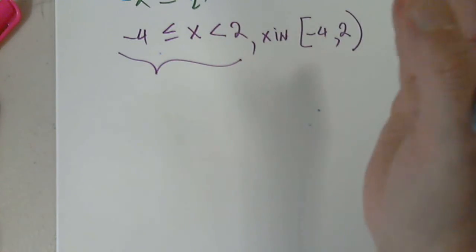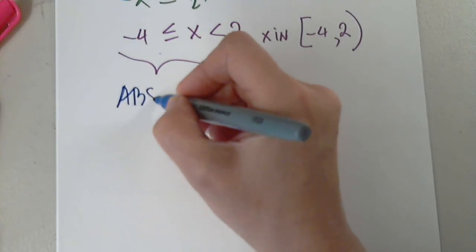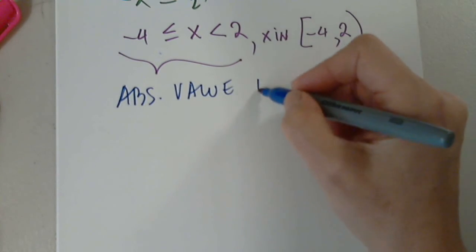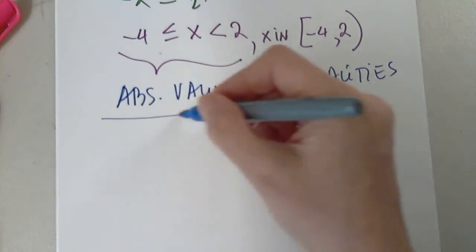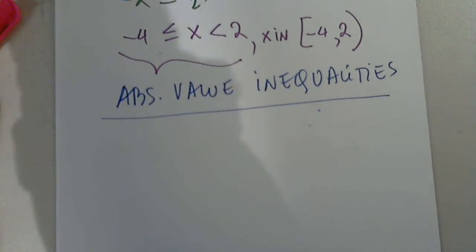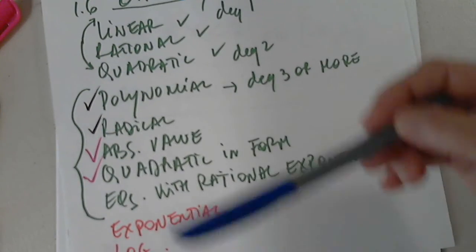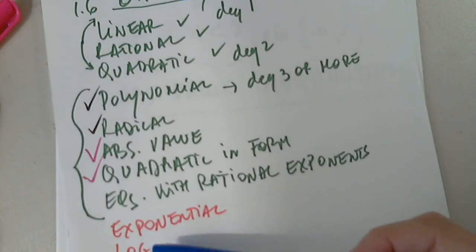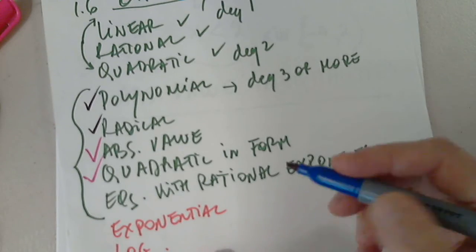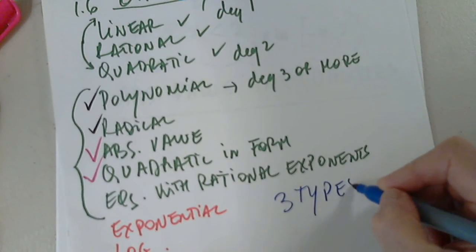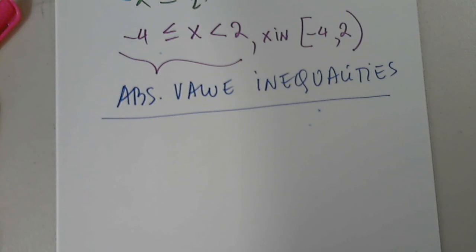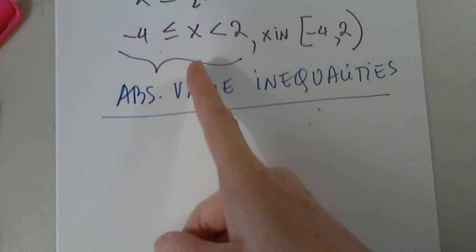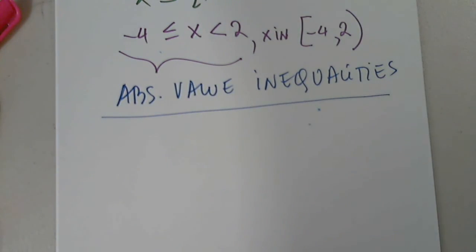Last one and last topic of this chapter is absolute value inequalities. So you can pride yourself by knowing 8 types of equations, 2 more later, and 3 types of inequalities. What types? Linear, compound, and the last one, absolute value.